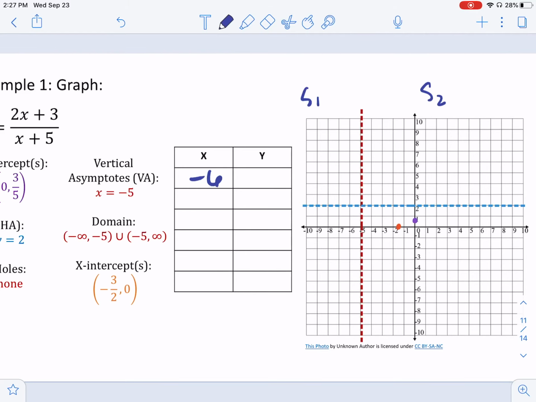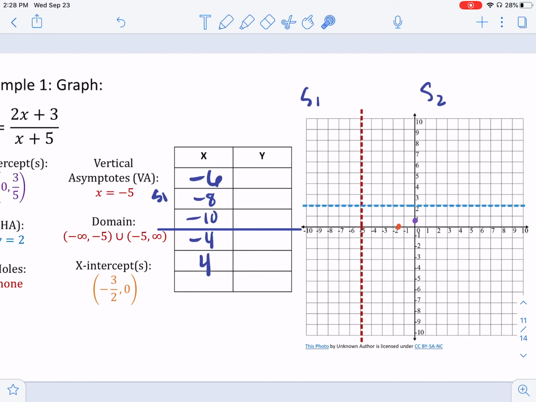I'm also just going to go ahead and choose -8 and -10 while we're here so that I can quickly find those. I'm going to say that's section 1. Actually, I already have some points in section 2, but it can't hurt to find more. I want to find one that's close to my asymptote. So in section 2, an x value that's close to my asymptote is -4. And you know what? Let's go ahead and do positive 4 as well.